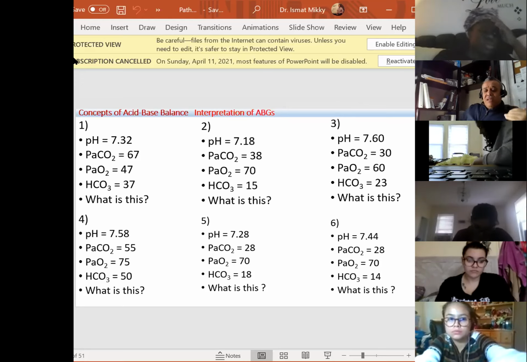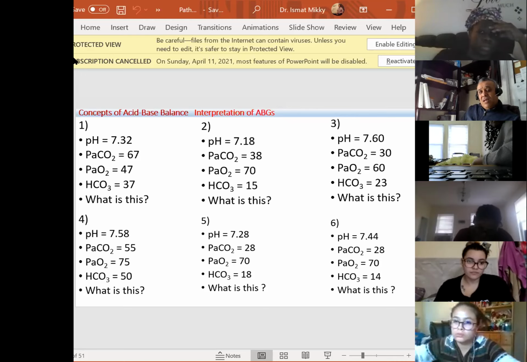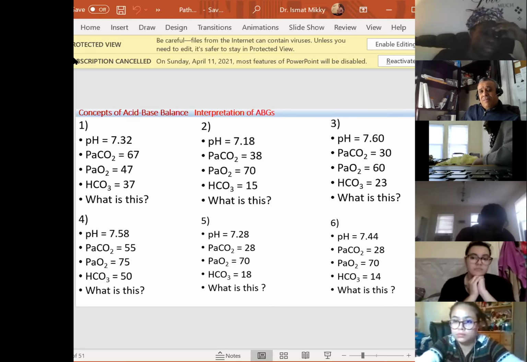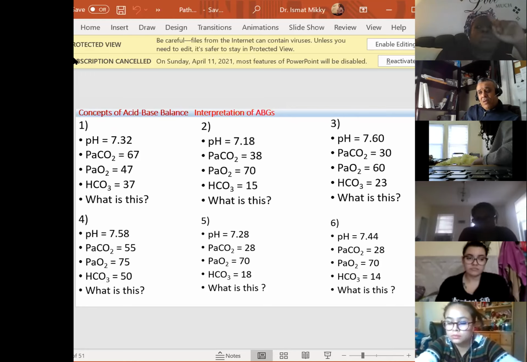So you identify the pH as alkalosis, PaCO2 alkalosis, and this is the matching component. It's not the bicarb, it's the PaCO2 that matches the pH, right? What matches the pH, alkalosis, is the PaCO2, which is alkalotic too. So that's why we call it the matching component. You said PaCO2 is acidic?